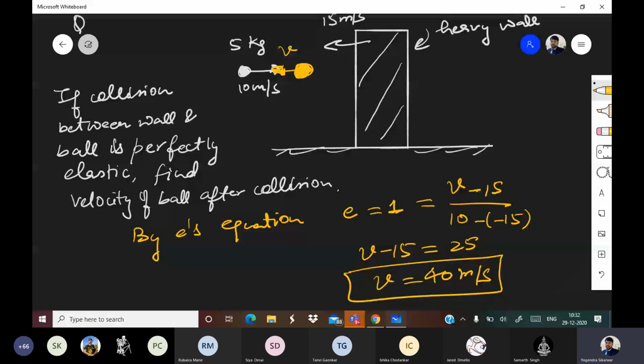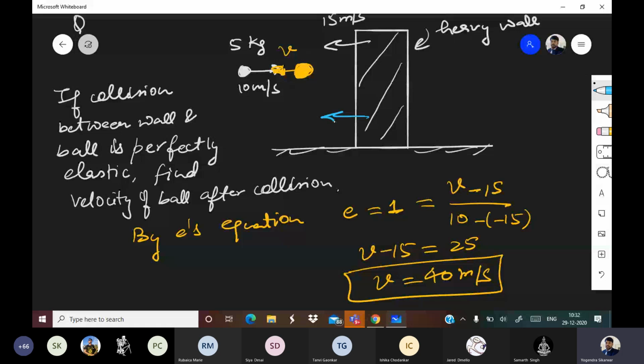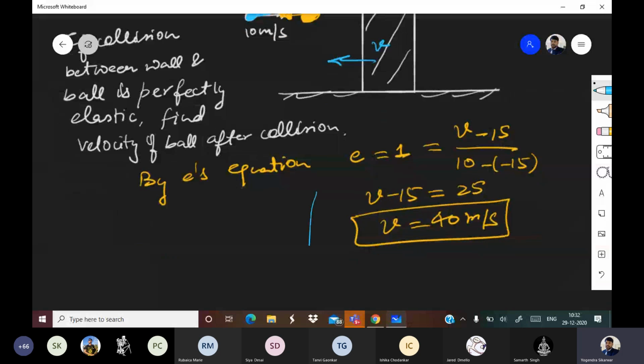Now, I'm giving you a formula also. You can also create that formula. Suppose this was velocity V, I'm calling this as V final, and the ball was coming with velocity U. In this case, what will be the answer?